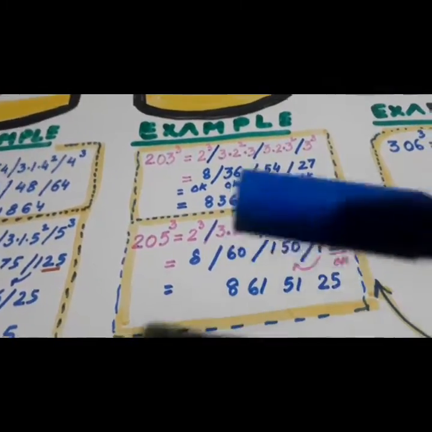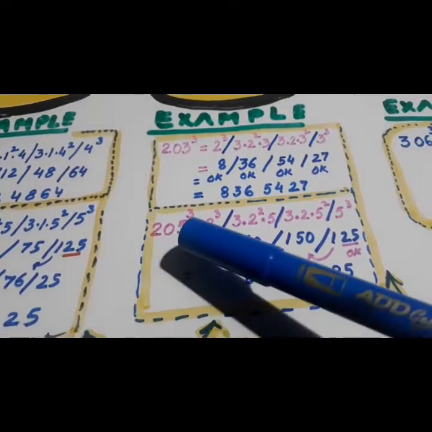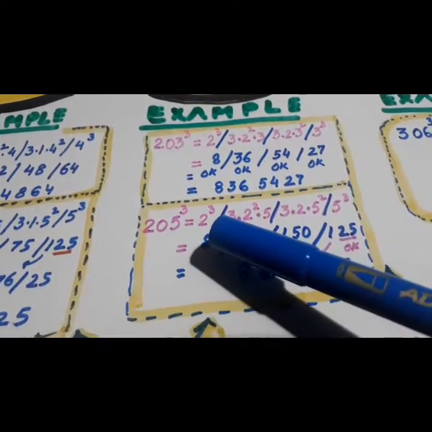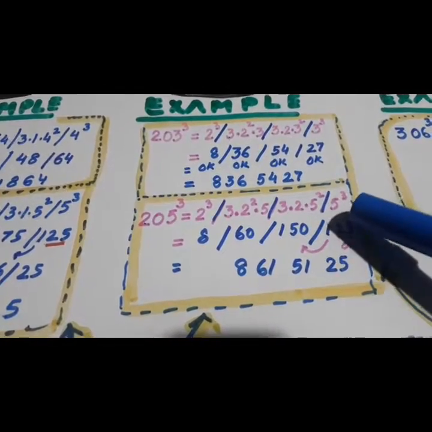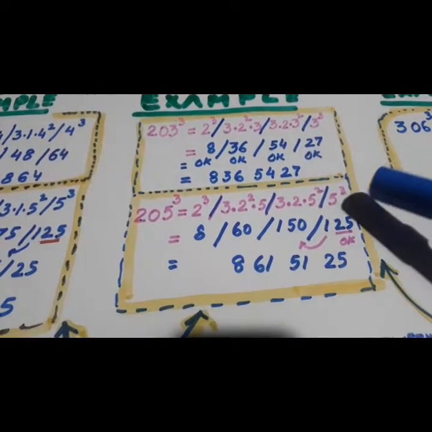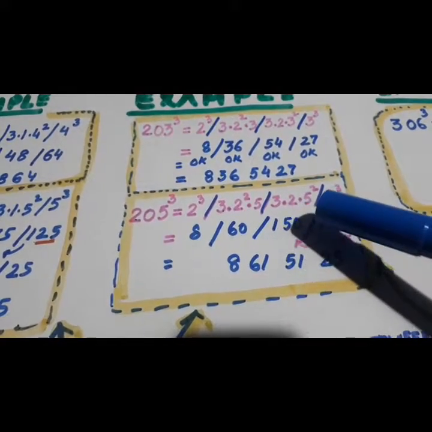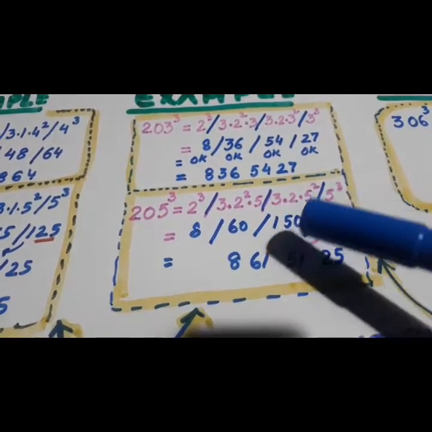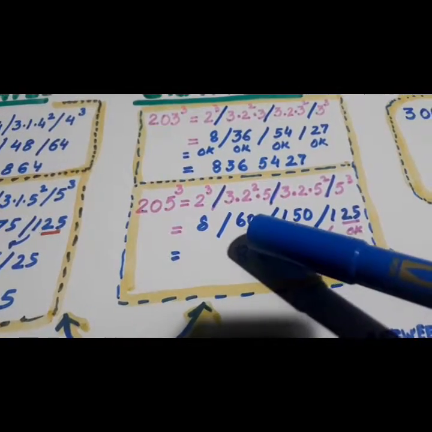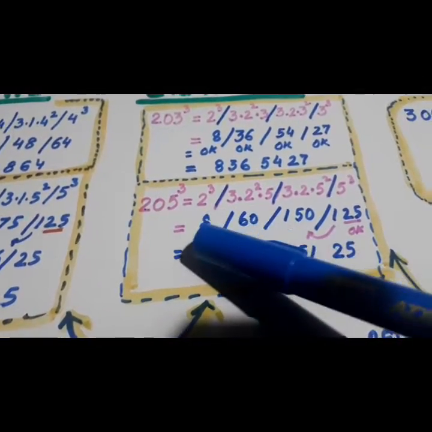205 cube. a is 2, b is 5. a cube, 3a square b plus 3ab square plus b cube. So 5 cube is 125. 5 square into 2 into 3, 6 into 5 square 25, 150. And this comes 60. This is 8.